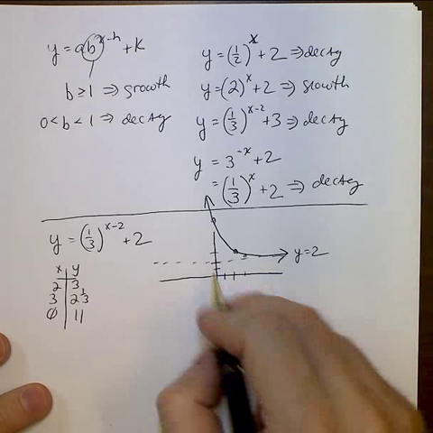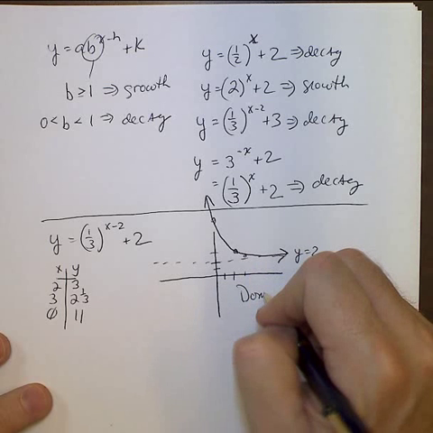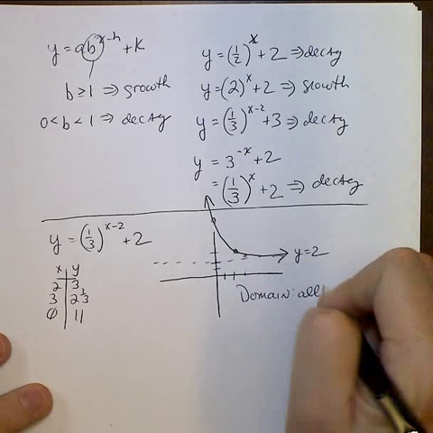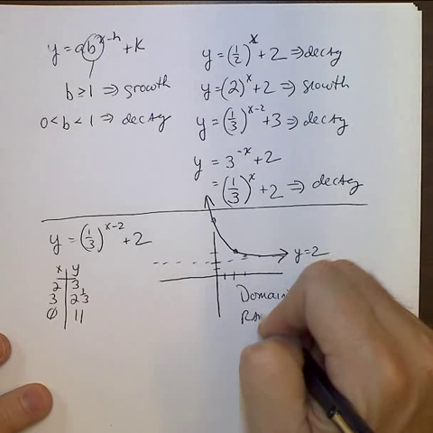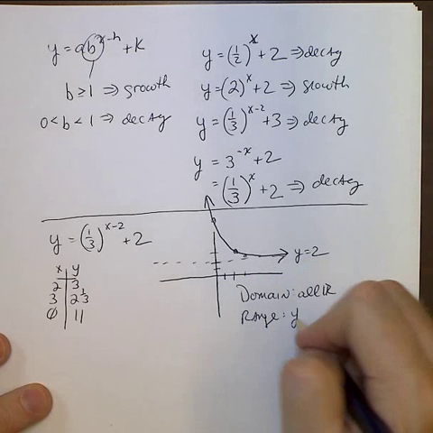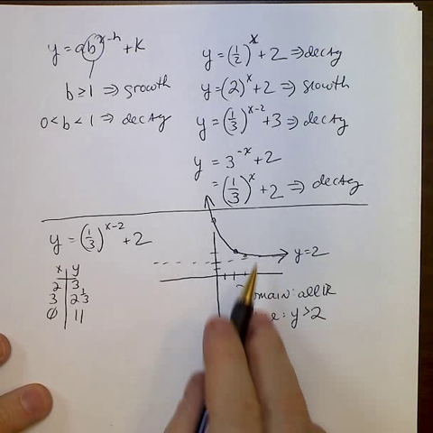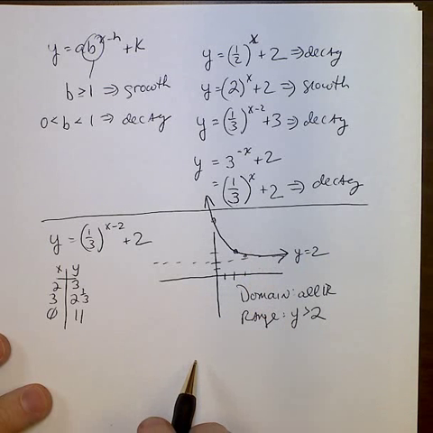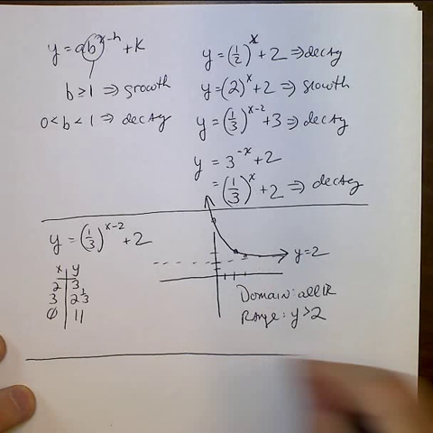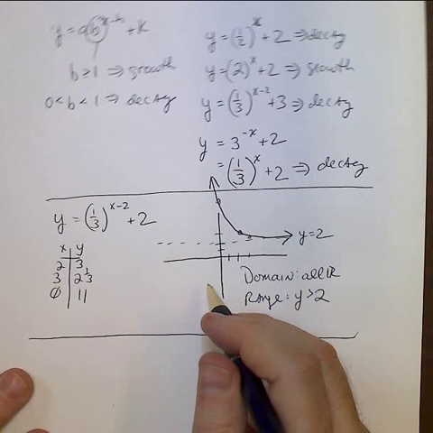Domain is going to be all reals. There's no restriction on x. And the range, the y value, is going to be y is greater than 2. And that's because we'll never cross the asymptote. Same thing as growth.